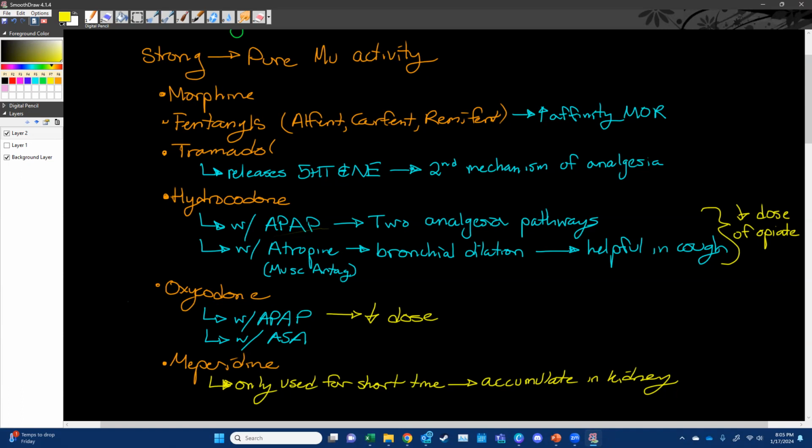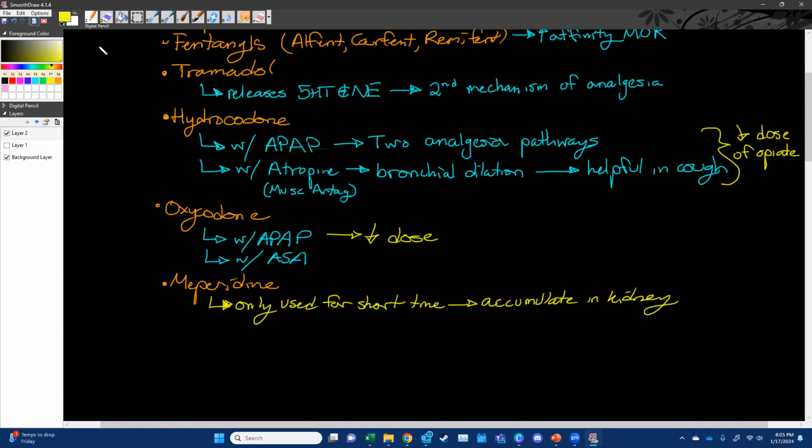All right. A couple of other ones just to list them out. Methadone. Methadone can be used for pain. It has a really, really long half-life. Where I see it all the time is in substance use disorder.